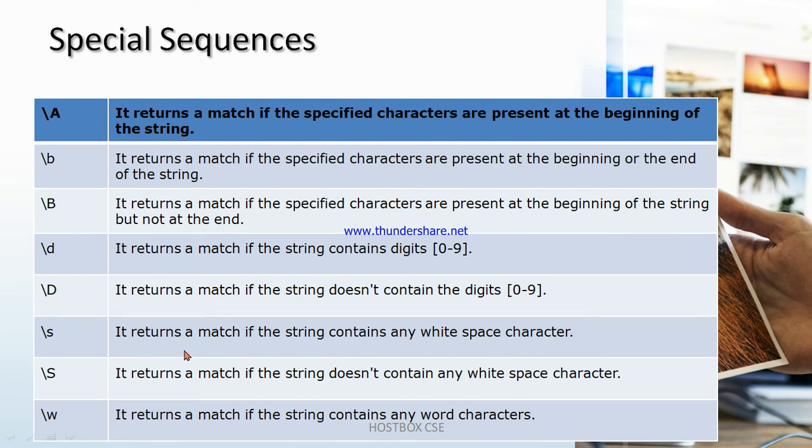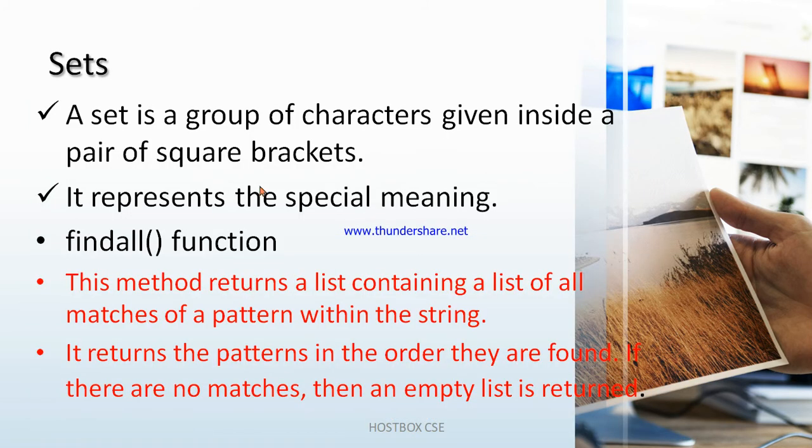Then \s returns a match if the string contains any whitespace character. As you know, when you go through small programs, you can understand. And capital \S returns a match if the string does not contain any whitespace character. You know whitespace characters, everything from the C language you have an idea. And \w returns a match if the string contains any word characters. Any word characters, it returns a match, otherwise not.